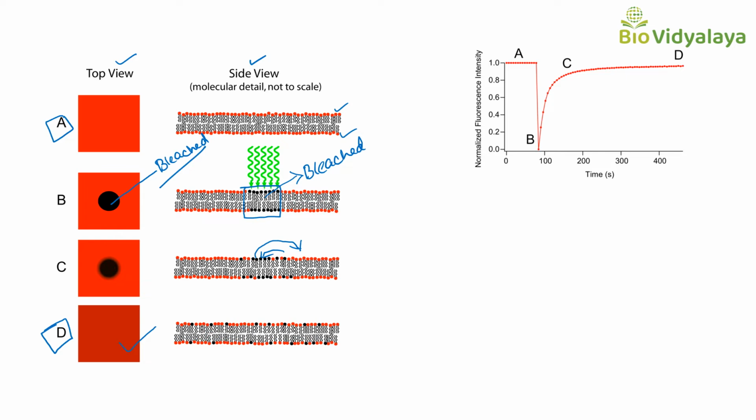By seeing the fluorescent intensity, we can calculate the diffusion coefficient. We can quantify how many molecules diffuse into and out of this bleached region within a specific time. So by observing fluorescent intensity, we can calculate the diffusion coefficient. As I told you, the speed of recovery of the bleached area is directly proportional to the diffusion speed of the fluorescent molecule.